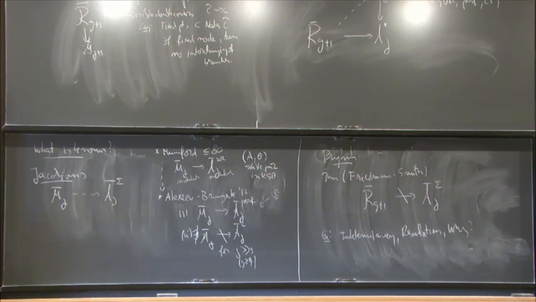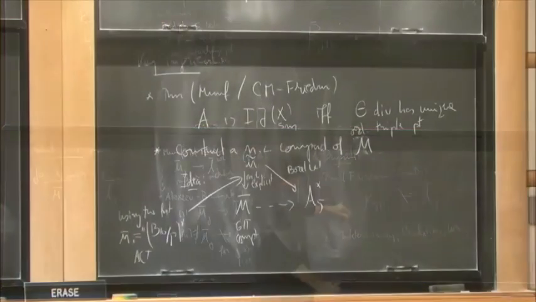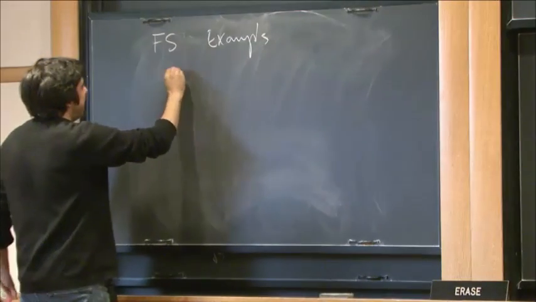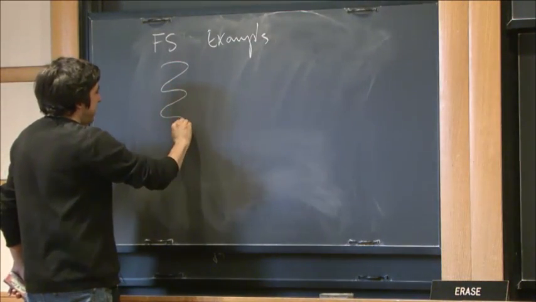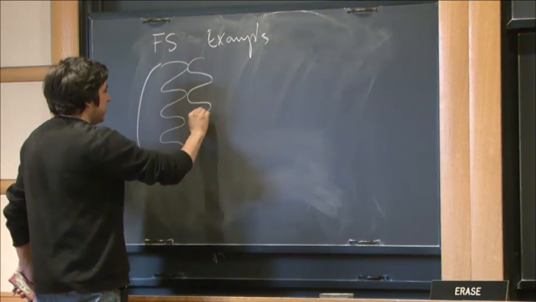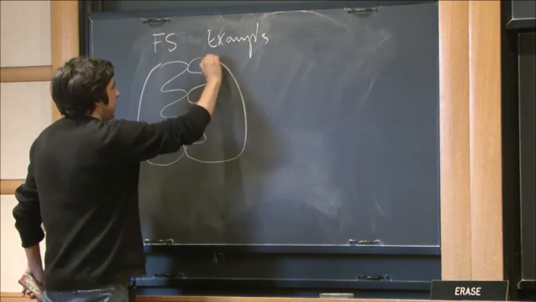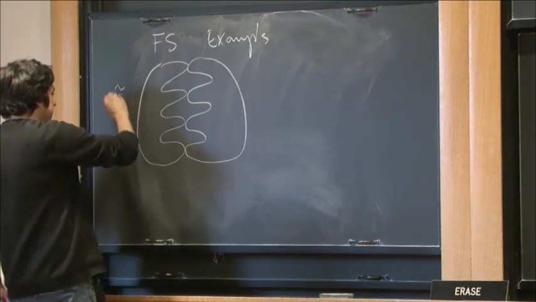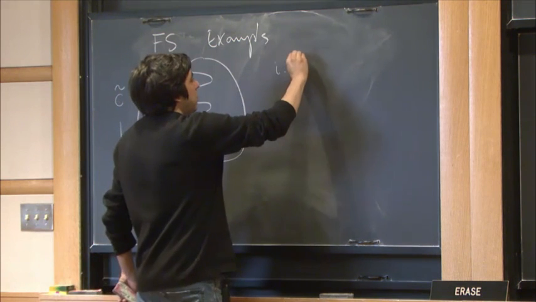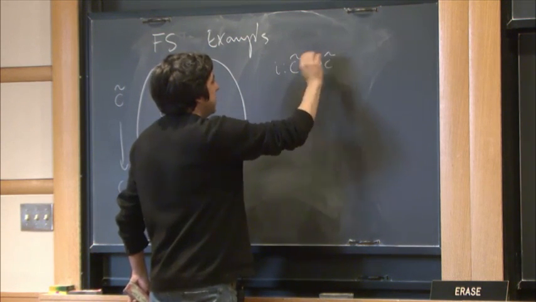So as I said, there is actually not a good extension, and we have these Friedman-Smith examples, which are very simple. Let me just draw it this way. So this is a curve C tilde mapping to C. You have an involution on C tilde going to C tilde.